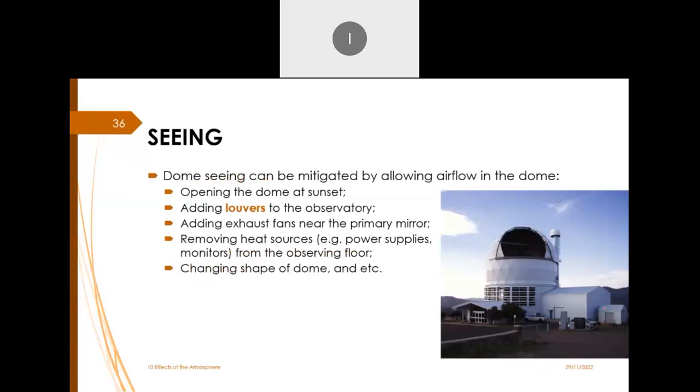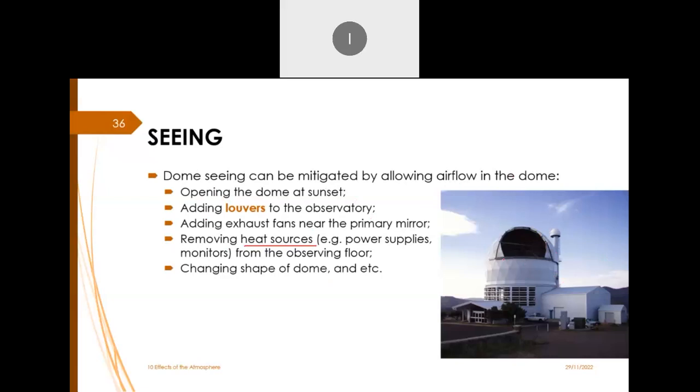Okay, this one is a diagram, the picture. I don't know where it is taken. Dome seeing can be mitigated by allowing airflow in the dome. For example, you have to open the dome at sunset, add louvers to the observatory, add exhaust fans, remove heat sources, change the shape of the dome, and so on.